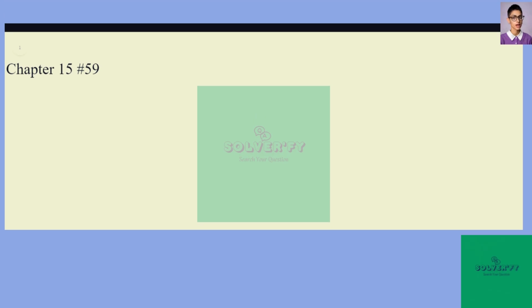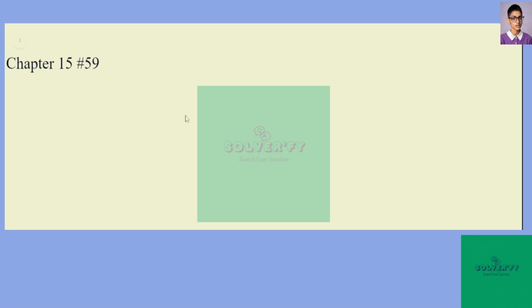This is the answer to Chapter 15, problem number 59 from the Smith Organic Chemistry textbook. And this problem says, when 3,3-dimethyl-1-butene is treated with HBr alone, the major product is 2-bromo-2,3-dimethylbutane. When the same alkene is treated with HBr and peroxide, the sole product is 1-bromo-3,3-dimethylbutane. Explain these results by referring to the mechanisms. Okay, so let's do that.